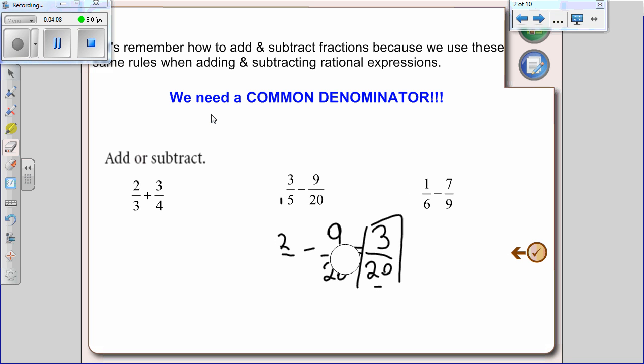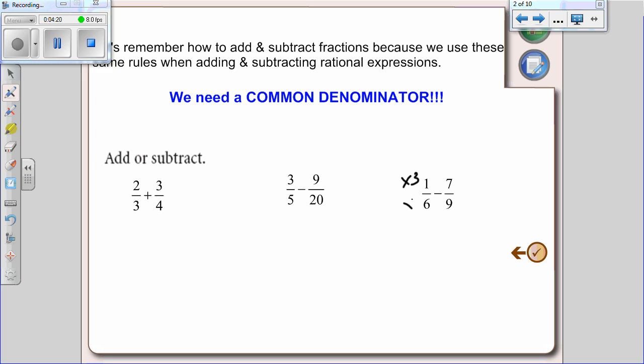Let's look at this next one. What's going to be the lowest common multiple between 6 and 9? 18. So multiply the first fraction by 3. Multiply the second fraction by 2. And you get 3 over 18 minus 14 over 18. And you get negative 11 over 18. Easy.